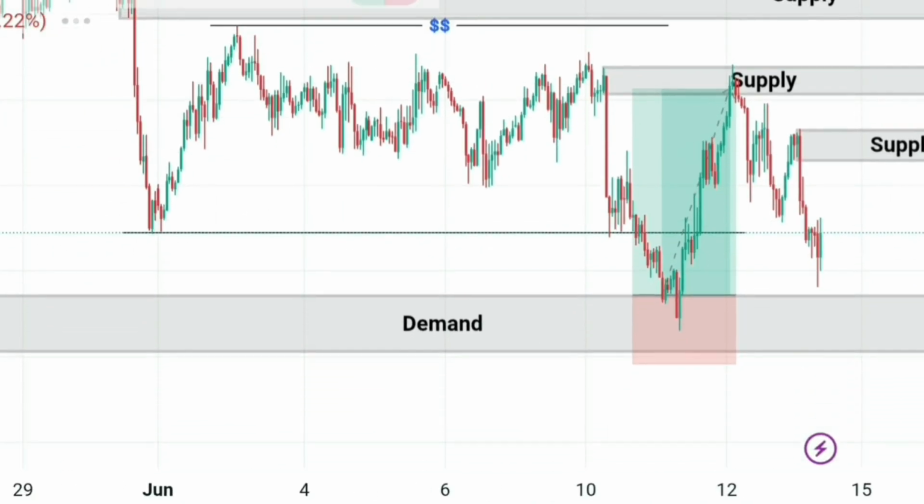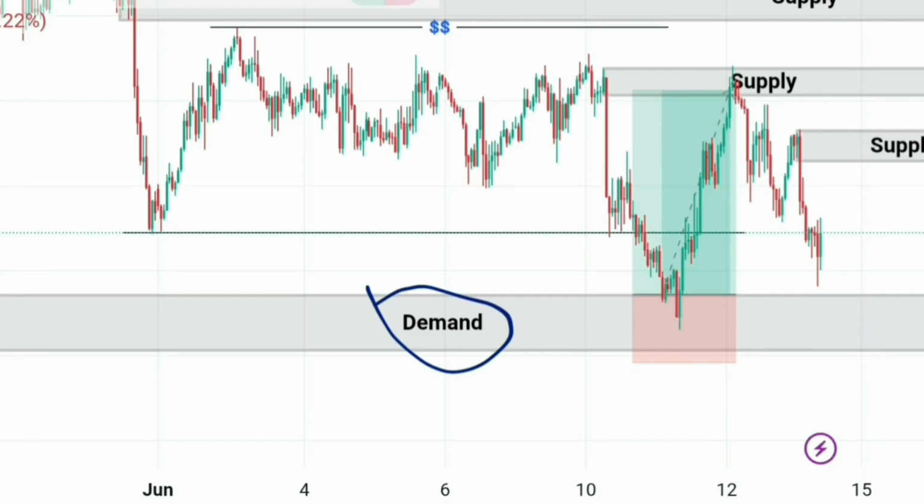Now what did I do in this trade? Here is our demand zone and here is our inducement, which needs to be taken out before the actual move starts. And as you can see, the price mitigated the demand zone and rallied up to the next supply zone.